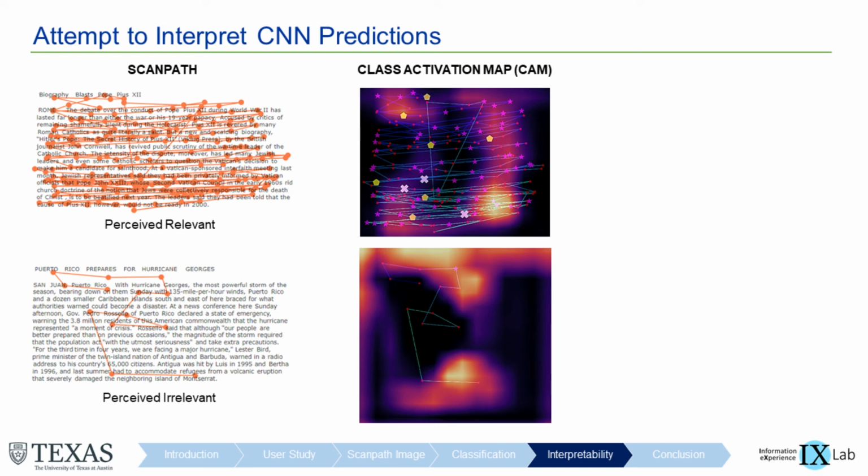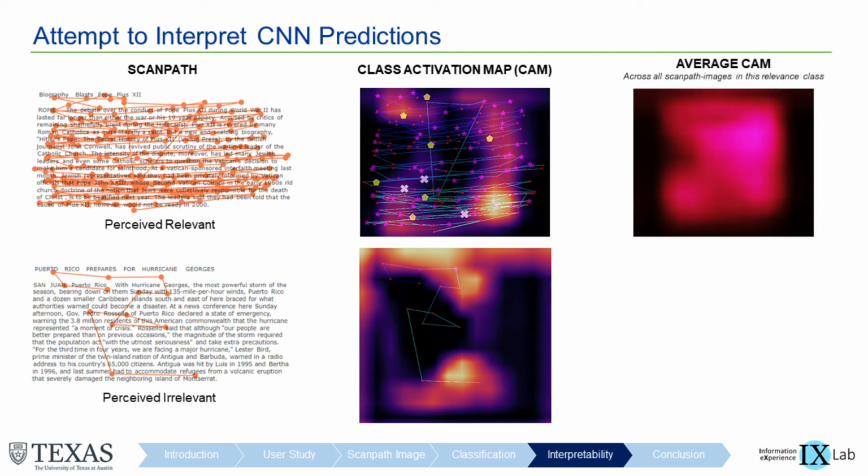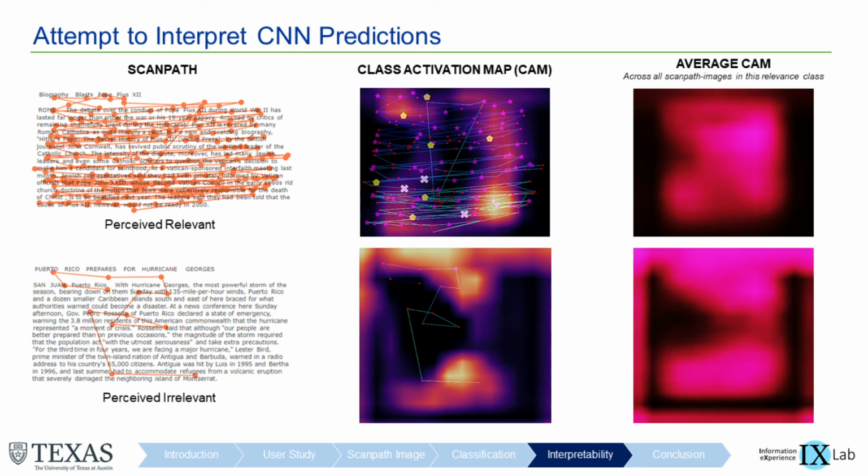To understand if the CNN had identified some patterns about human reading behavior, we generated average CAMs for each class using all the scan path images in the test set. We see that across all relevant scan path images, the most predictive region was along the right margin, whereas across all irrelevant scan path images, the most predictive regions were at the top and bottom. We discuss this further in our paper.